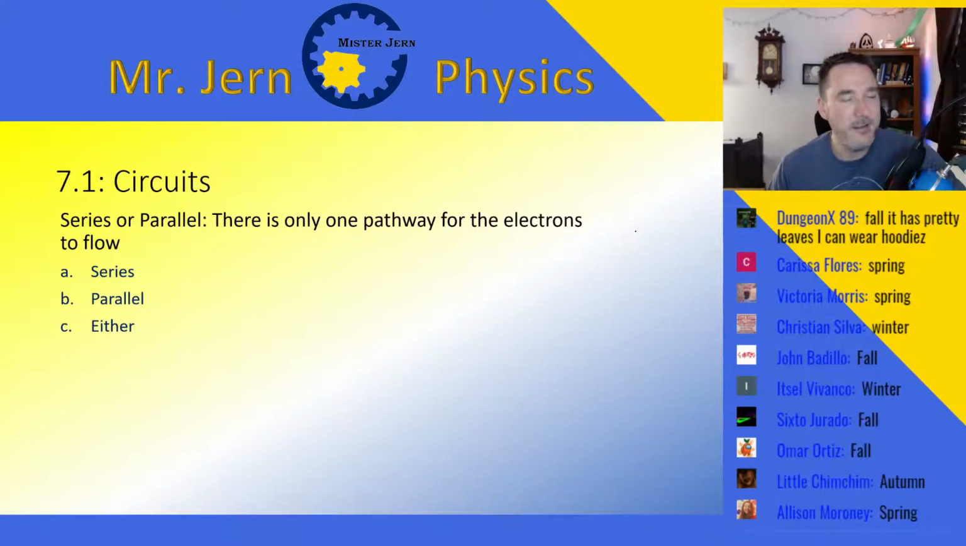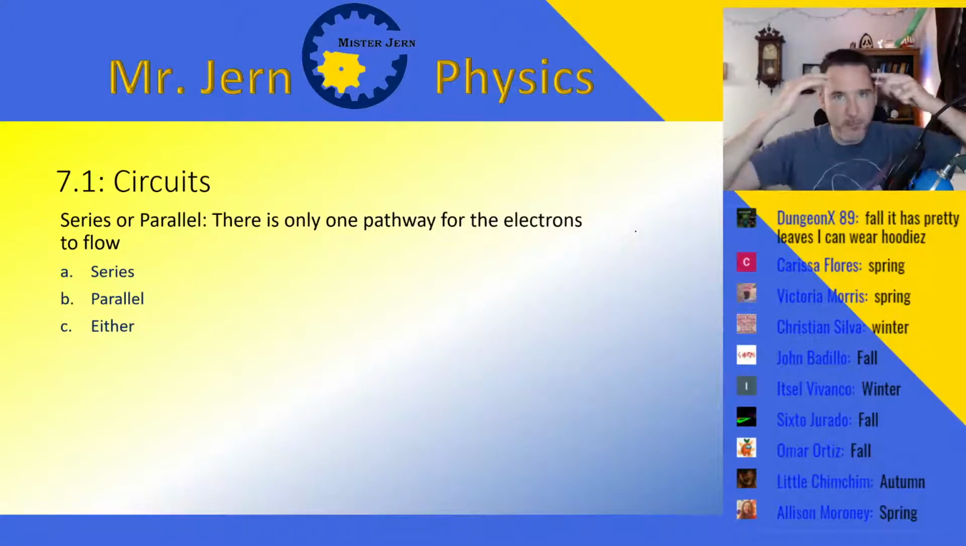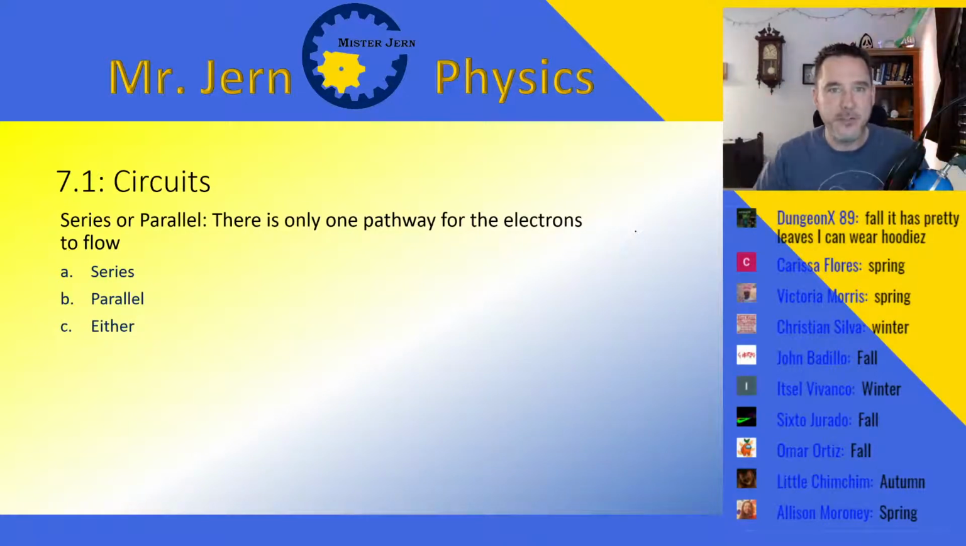Because if you're engaged with it, there's going to be more things in your brain firing and you're more likely to remember this stuff. So series or parallel, which one is it? There is only one pathway for the electrons to flow. So A, B, or C. Is it either one? And I'm telling you, get it, like put an answer or something.